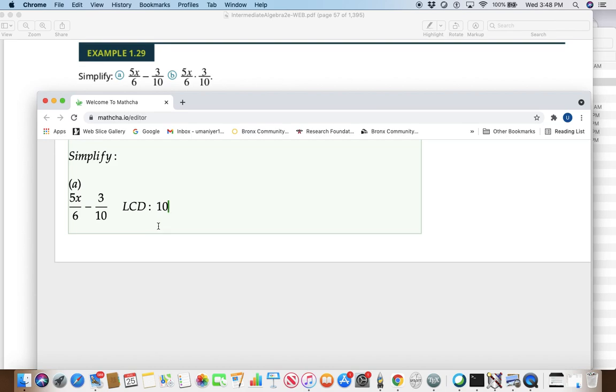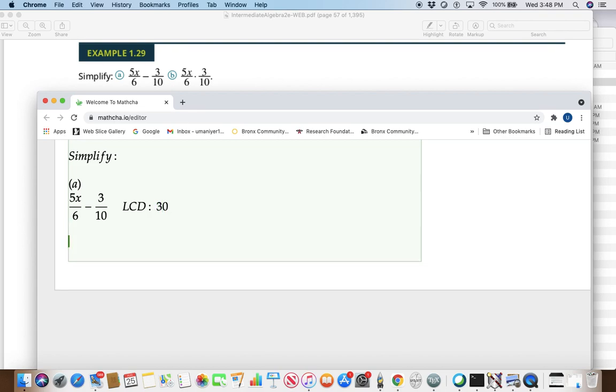Does 6 divide 10 evenly? No, it does not. 10 times 2 is 20. Does 6 divide 20 evenly? No, it does not. 10 times 3 is 30. Does 6 divide 30 evenly? Yes, it does. So that's the first place that both the numbers divide 30 evenly. So scratch off the previous numbers, and now you are ready with the least common denominator 30.